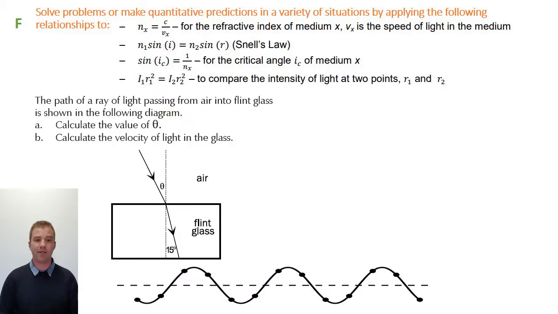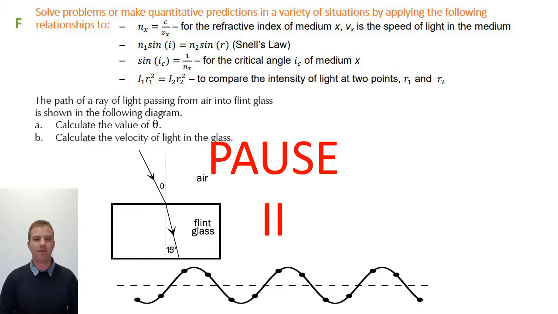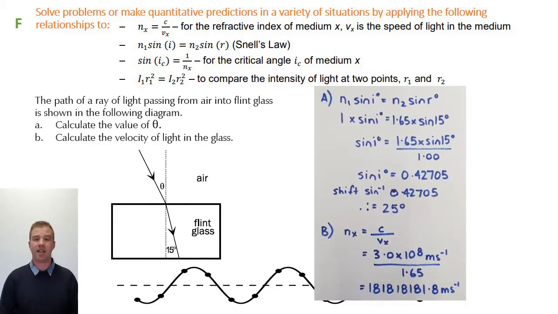You've got the path of a ray passing from air into flint glass, as shown in the diagram. A, calculate the value of the angle, and B, calculate the velocity of the light in the glass. So I'll give you the opportunity, if you'd like to do it yourself, to pause the video. Okay, let's have a look at what we got.